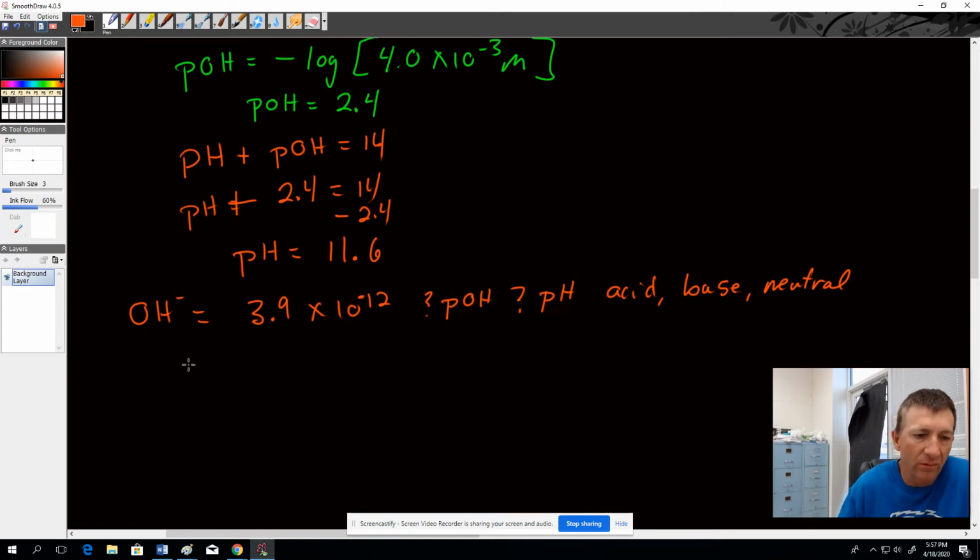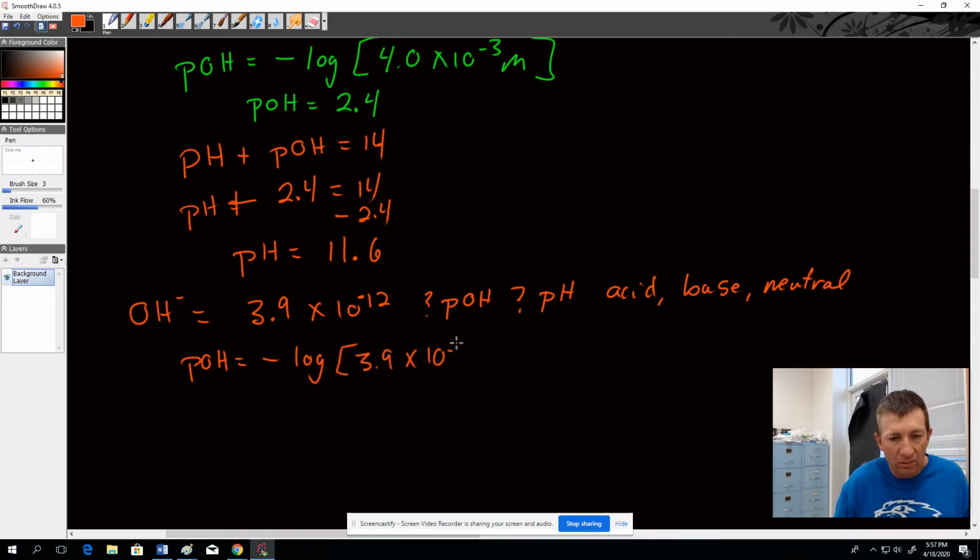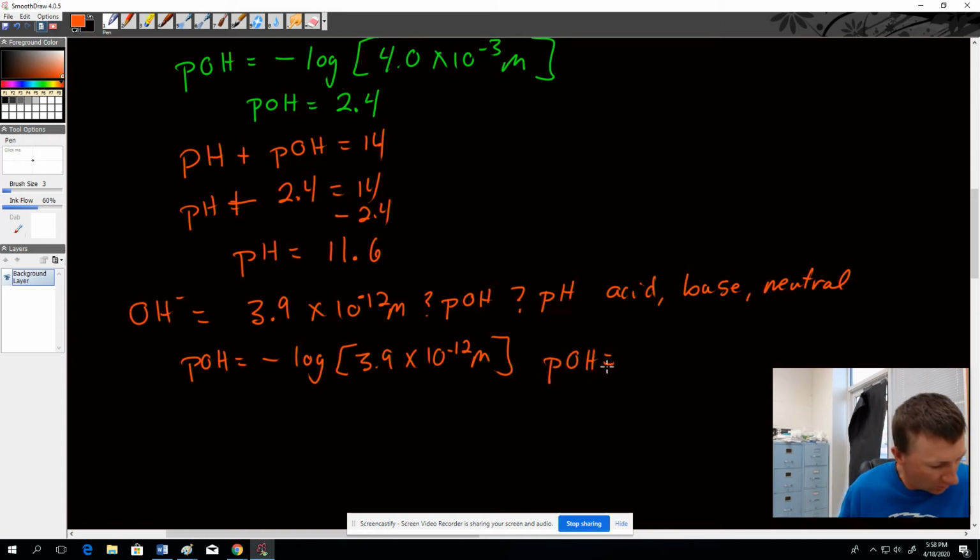First of all, let's solve for pOH. pOH equals the negative log of 3.9 times 10 to the negative 12th, and that's going to be molarity again. I should have put molarity right there. We're just going to do it in our calculator. Negative log, and then 3.9 to the negative 12th. And for this one, we get a pOH equals 11.4.